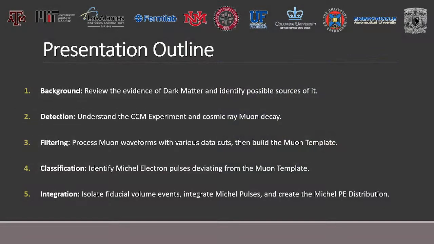I just want to go over an outline of my presentation. First, I want to talk about the background. We're going to review dark matter, maybe see some sources of it. Let's talk about the CCM detector and cosmic ray muon decay. I'll then talk about my filtering process, how I look at these cosmic muon waveforms, and how I build the muon template. Then I'll say how I classify these as Michel electron positive waveforms. And then we're going to look at how we integrate those and find the Michel PE distribution.